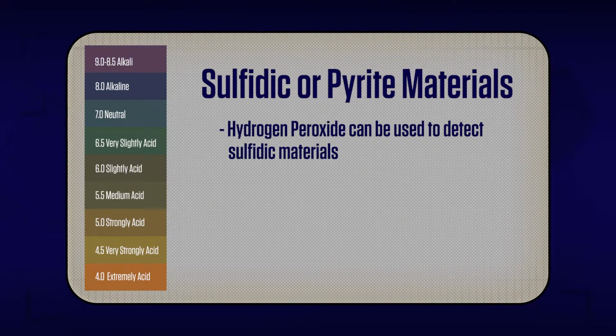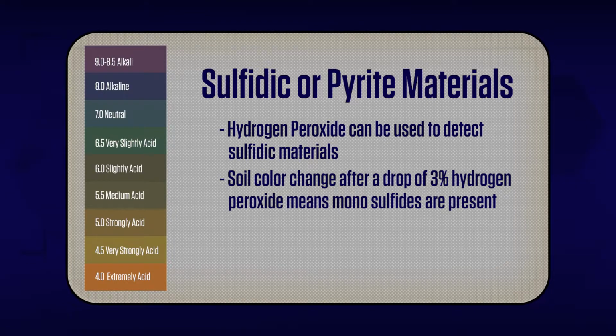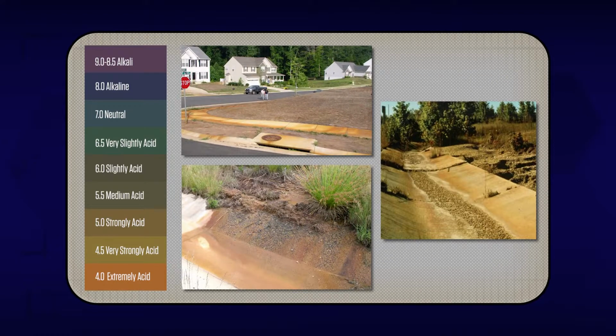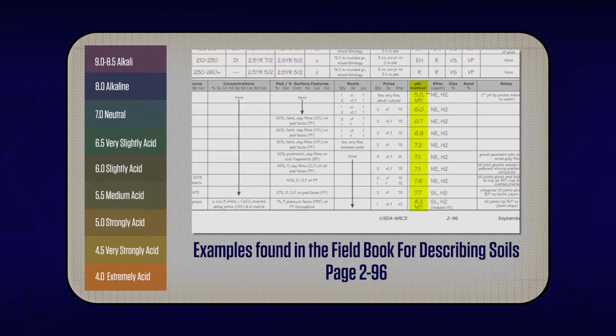Hydrogen peroxide can also be used to detect sulfitic materials, especially in subaqueous soils. Monosulfides are present if the soil color changes after adding a drop of 3% hydrogen peroxide solution. A soil color change after adding a drop of 30% hydrogen peroxide signals the presence of pyrite. If these soils are drained or oxidized by construction activities, the soil pH could drop to 3.5 or less, making the soil unsuitable for many uses. In all cases, record pH reading and the method to the precision limit of the method used.